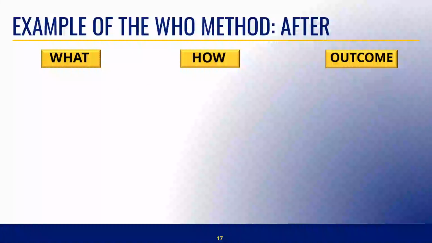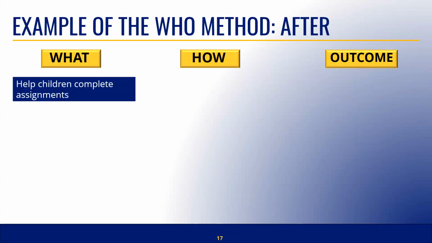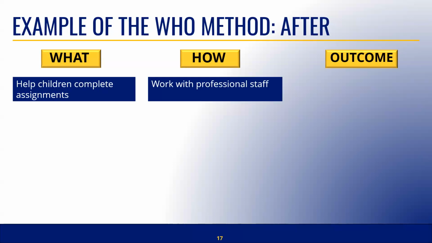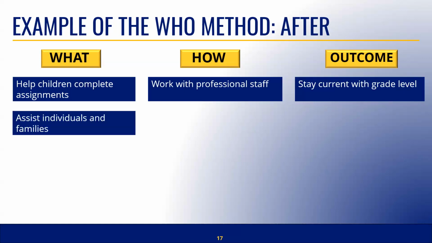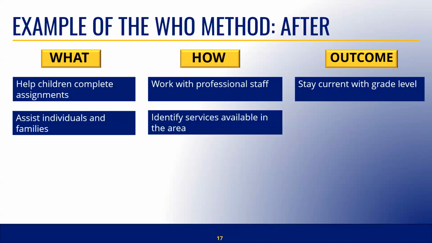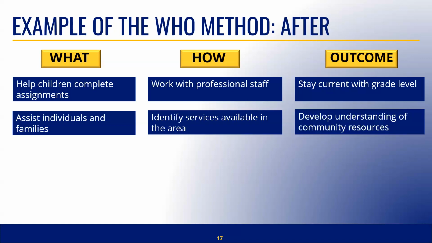If you were to incorporate the WHO method when John was volunteering at the Bakersfield Homeless Shelter, what was John doing? Help children complete assignments. How? Work with professional staff. And what was the outcome? Stay current with grade level. What else did John do? Assist individuals and families. How? Identify services available in the area. And what was the outcome? Develop understanding of community resources.